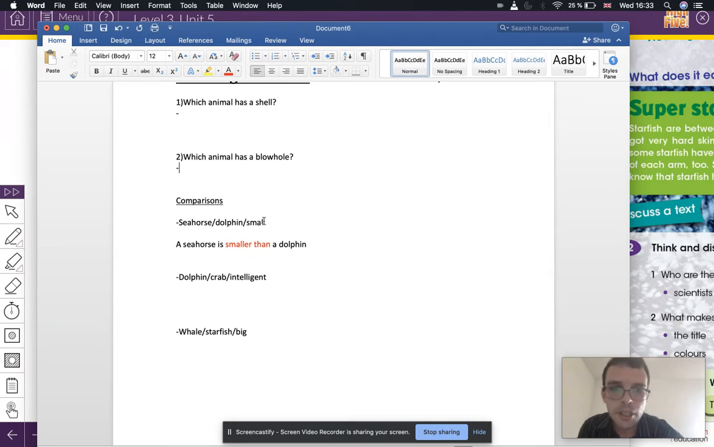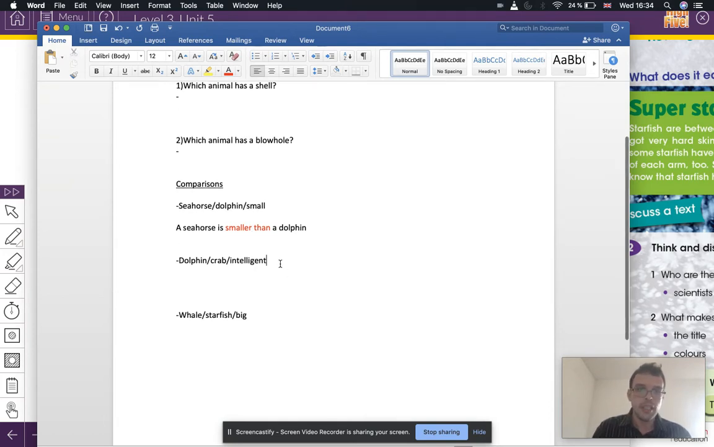Now, some more revision, okay, when we compare two animals, okay? So what we're going to do is make a sentence using two animals and an adjective, and we are going to compare. Our first example, we have the animal seahorse, the animal dolphin, and the adjective small. So let's make a comparative sentence. A seahorse is smaller, note with ER, than a dolphin.